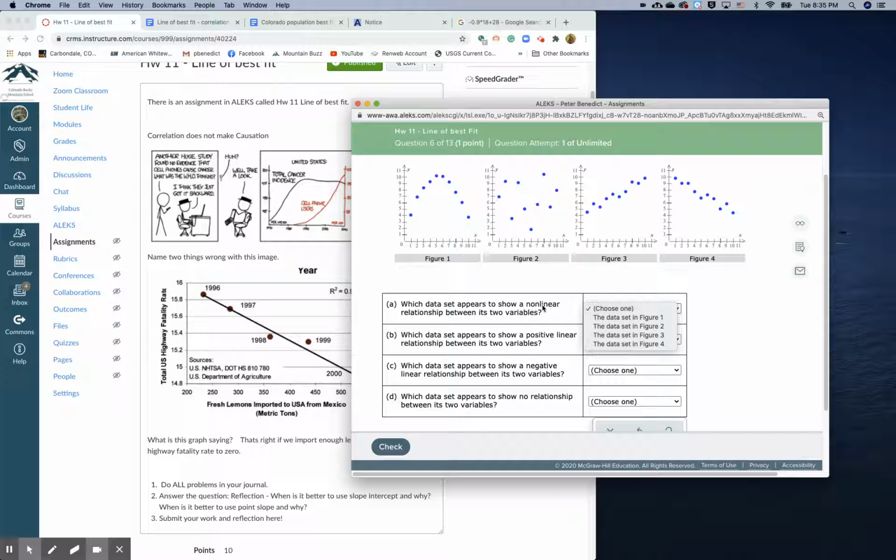And this is a positive correlation where as X increases, Y increases also. So as we fill this out, which data set appears to have a nonlinear relationship? We would say figure 1. Which data set appears to show a positive linear relationship? That would be this one, because it's going up. So we would say data set 3. Which one appears to have a negative linear relationship? In other words, it's going down. Then that would be figure 4. And then which data set happens to have no relationship? That would be that one right there.